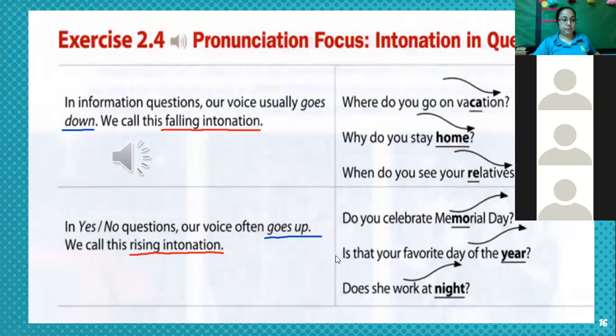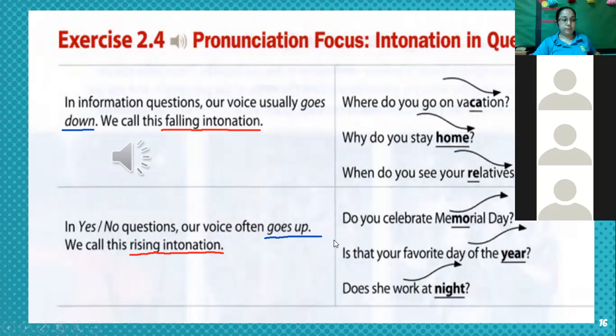In yes-no questions, our voice often goes up. We call this rising intonation. Do you celebrate Memorial Day? Is that your favorite day of the year? Does she work at night?